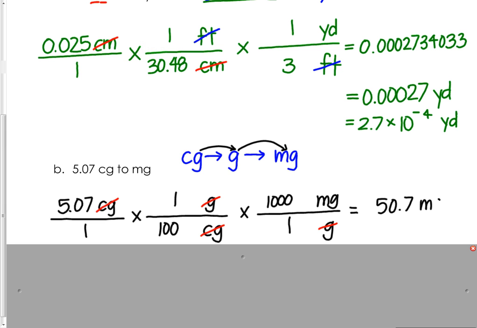You want to just double check that your significant digits are okay. 5.07 had 3 significant digits, and so does 50.7 milligrams. So you are good to go with the sig digs.